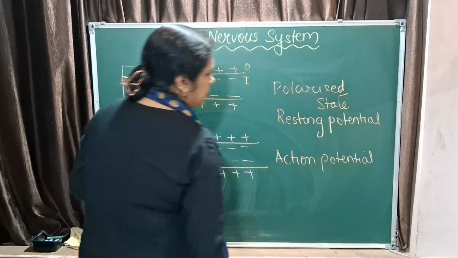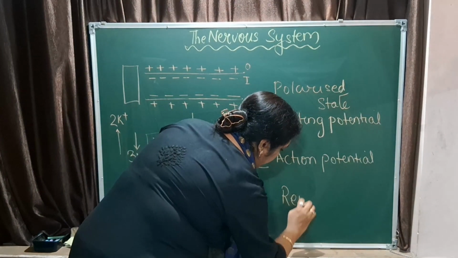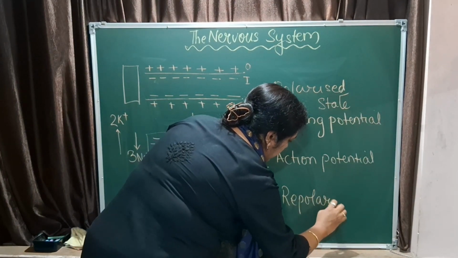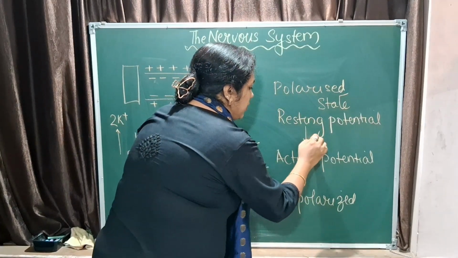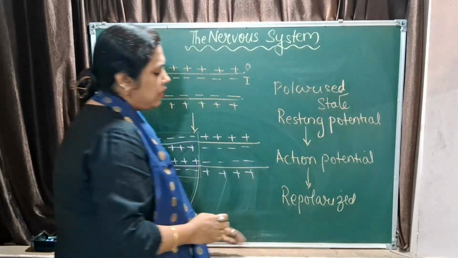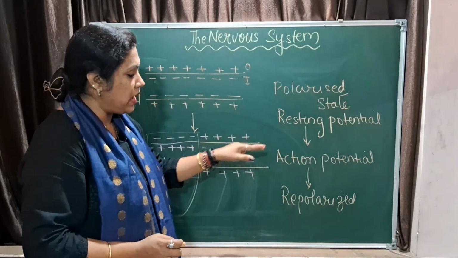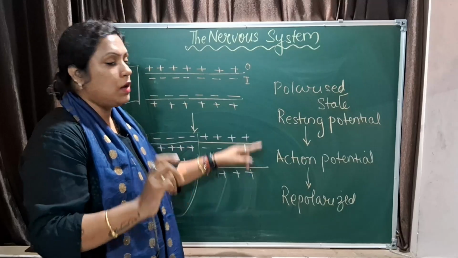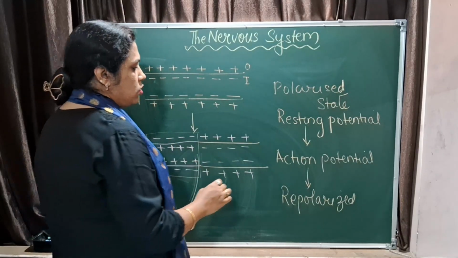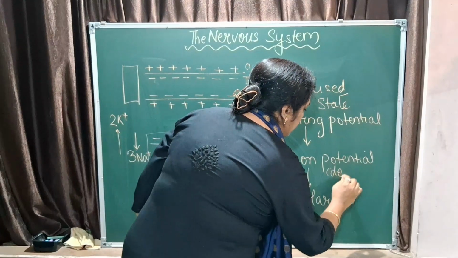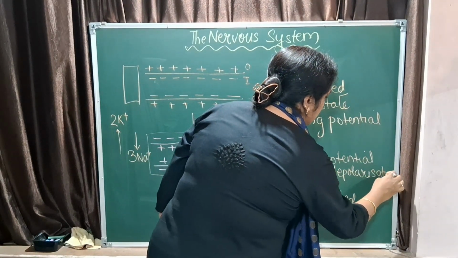Okay, this is called the action potential. After that, the membrane again becomes repolarized. So this is important to know: repolarized. First you have the resting potential, action potential and repolarization. So basically polarization, depolarization and repolarization. So in the action potential you have depolarization. Remember this much, it's more than enough.